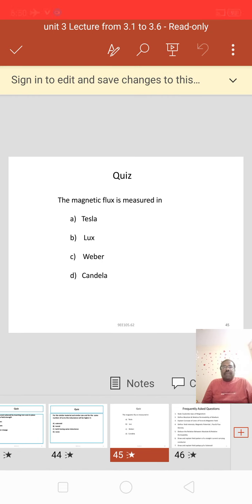Next one. The magnetic flux is measured in Tesla, Lux, Weber, Candela. Magnetic flux is measured in Webers.